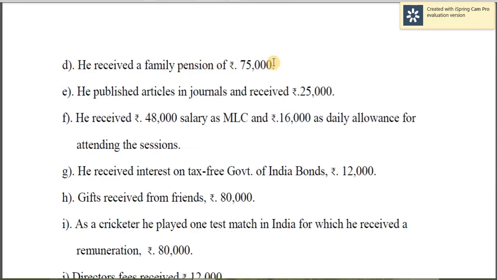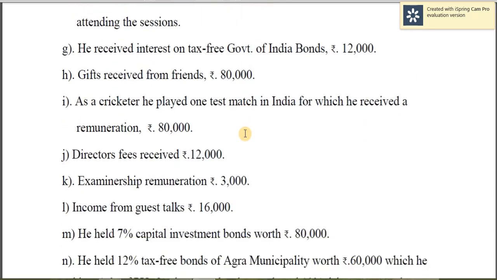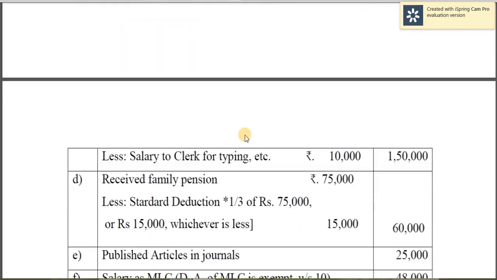This is a family pension of 75,000. So here it is subject to a standard deduction, and the rule of standard deduction is 1/3 of 75,000 or 15,000, whichever is less. If you apply 1/3, that will be more than 15,000. So 1/3 of this or 15,000, whichever is less, means 15,000. So 15,000 you have to deduct from 75,000, so you will get 60,000.